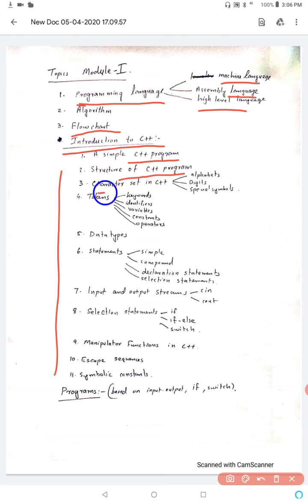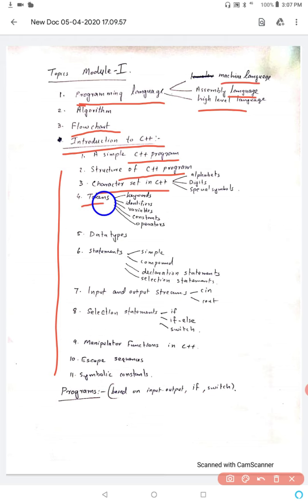Then we will go to the character set in C++. Every language has its own character set or alphabets. For example, in Malayalam we have some different letters, and in English also we have different letters. We will use only those characters in that particular language. So we'll learn about the character set.